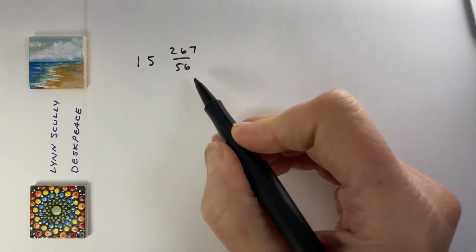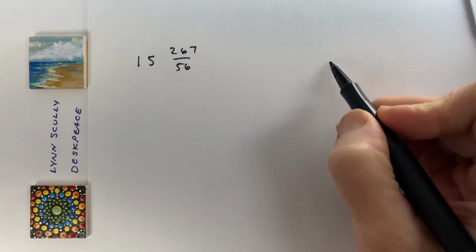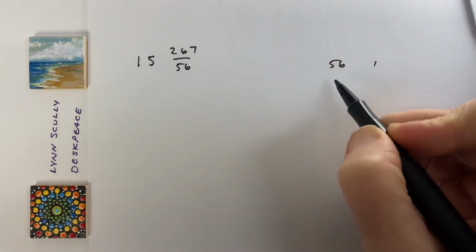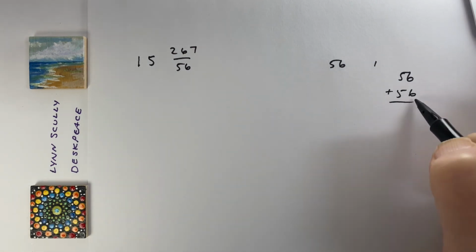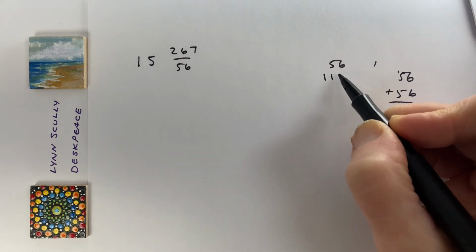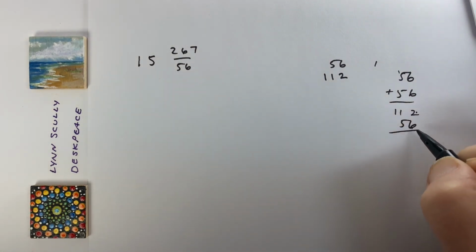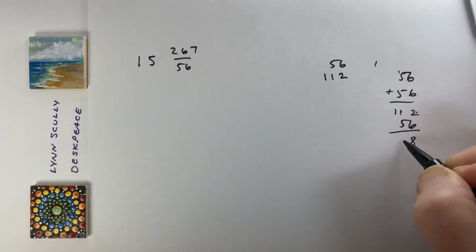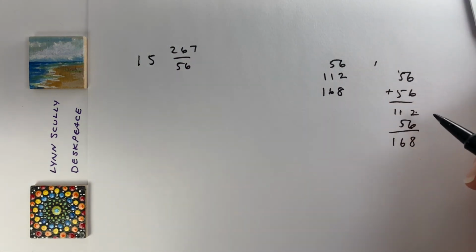So I have my 15 and 267 over 56. I'm going to start doing multiples of 56. That's one of them. Let's see. 56 plus 56. 6 and 6 is 12. Carry the 1. 112. That's 2 56s. Add another 56. 2 plus 6 is 8. 1 plus 5 is 6. 168. That is 3 56s.